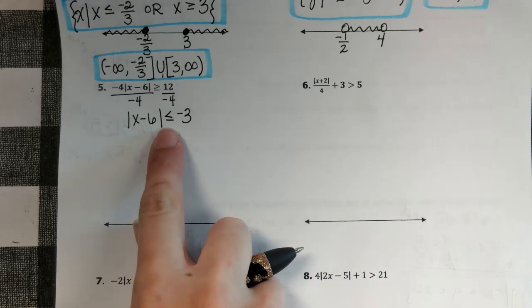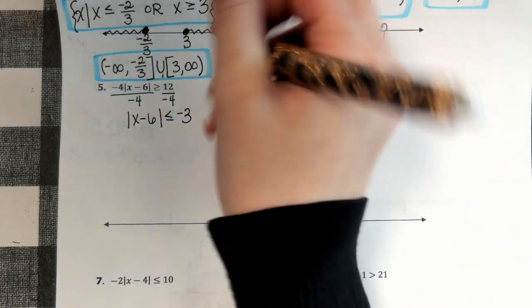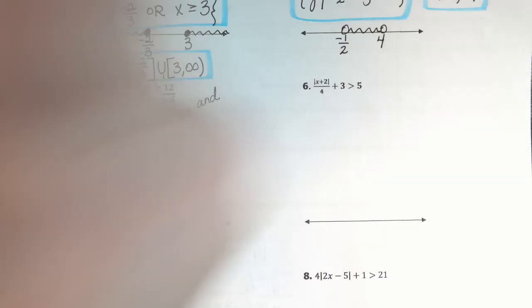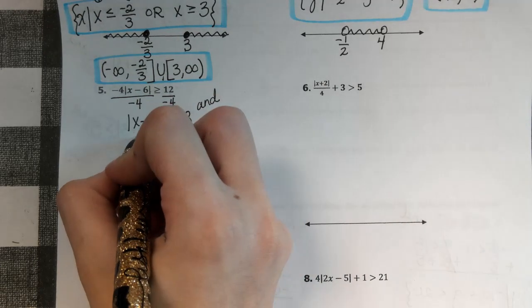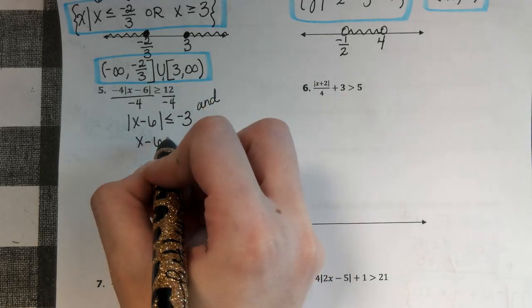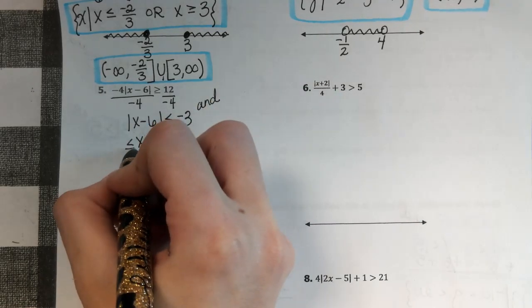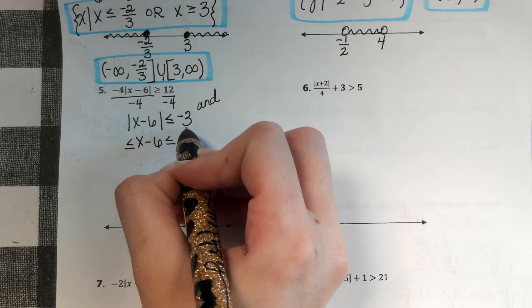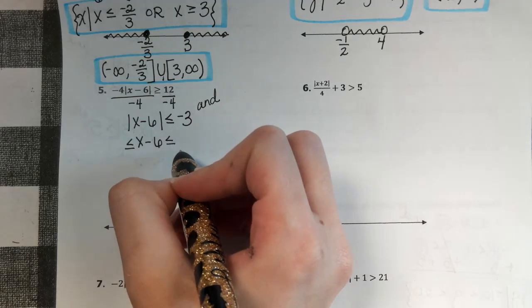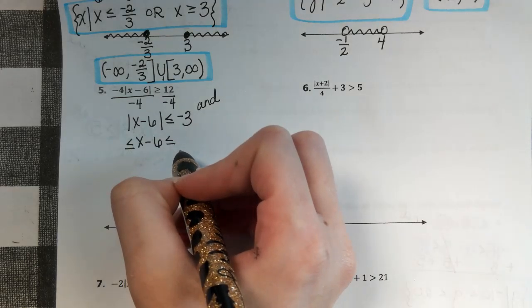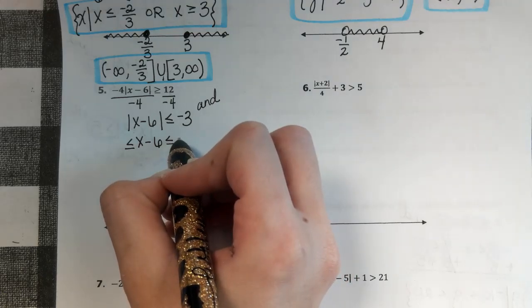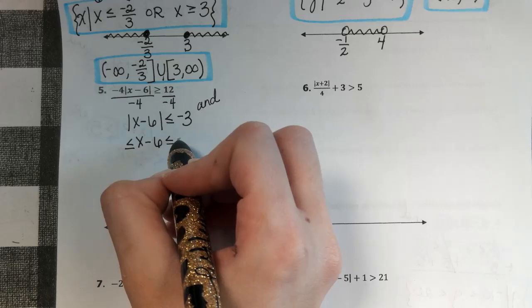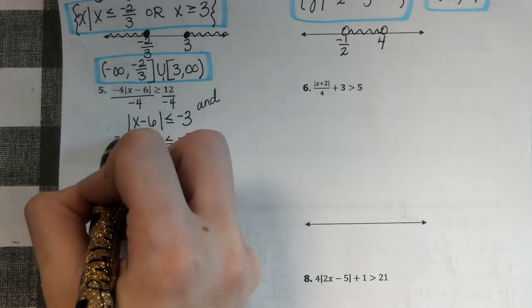Is it an or problem? It's an and problem. Okay, do we agree it's an and? Yeah. Okay, so when I set up an and, I've got x minus 6 less than or equal to negative 3 on both sides. What am I going to do? You're gonna bring down the negative, and then the other side's gonna be positive. That's what we said.